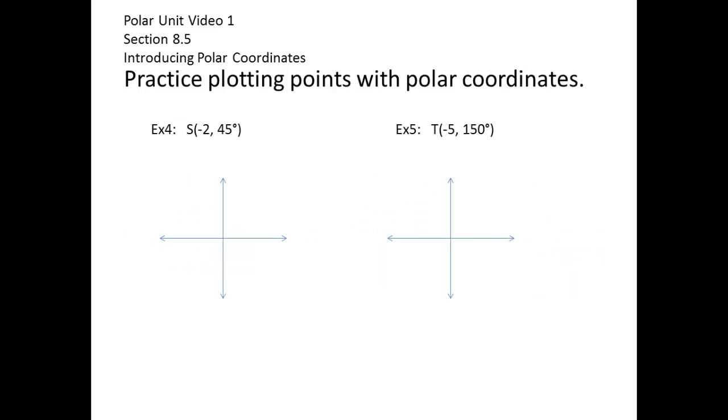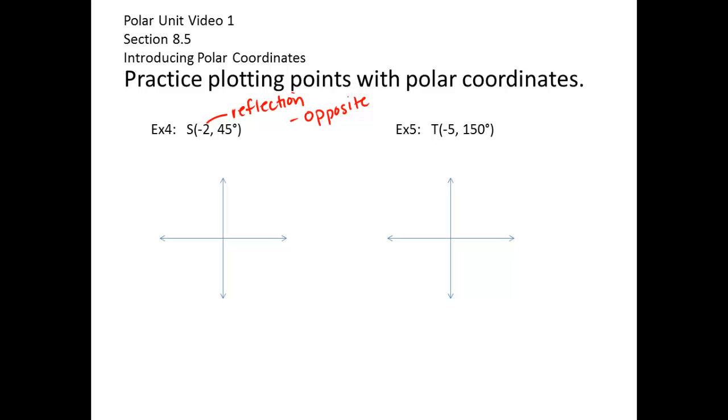All right, so example 4 is point S. And if you notice something different about these is that the radius is measured in a negative. So we're going to have to take a look at that. And I want us to not think of it as negative, but I want us to think of it more like a reflection or an opposite value.